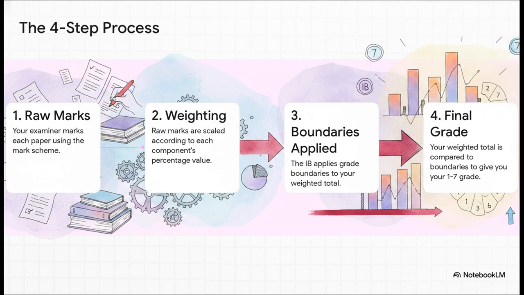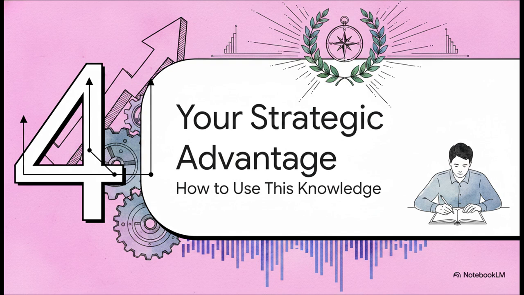Third, once all those weighted scores are tallied up from students everywhere, senior examiners step in and set the grade boundaries for that session. And finally, your total score gets compared to those boundaries, and boom, that's how you get your final 1 to 7 grade. Okay, pay attention, because this is where it gets really powerful. Understanding this stuff isn't just about satisfying your curiosity.